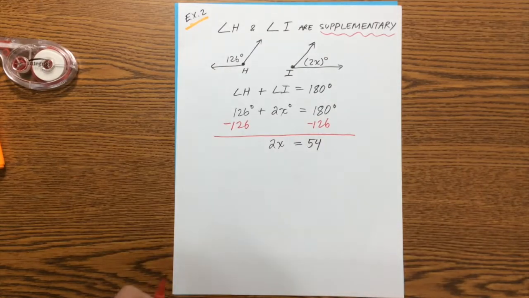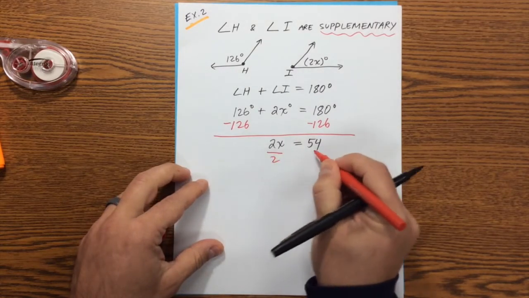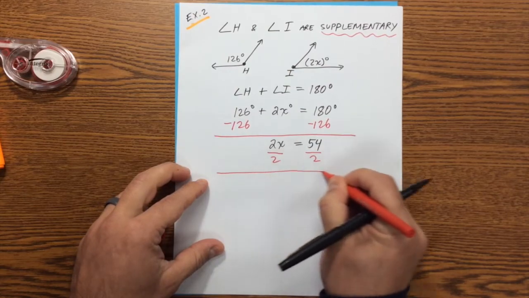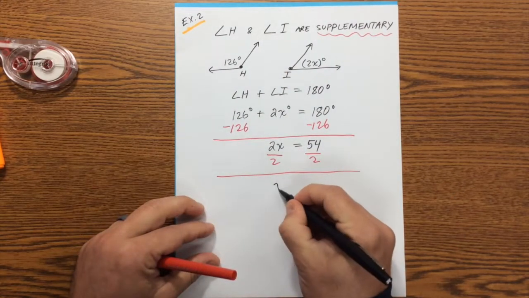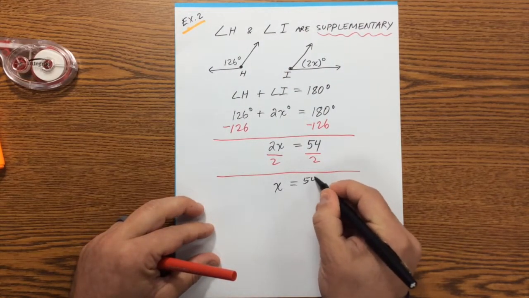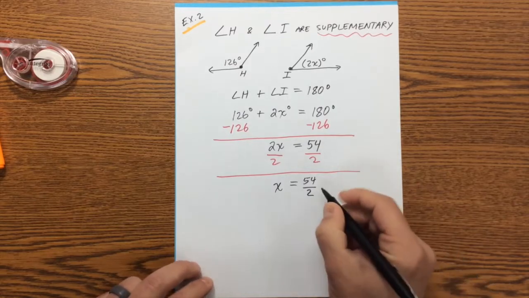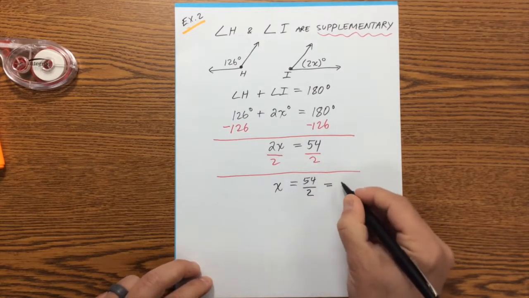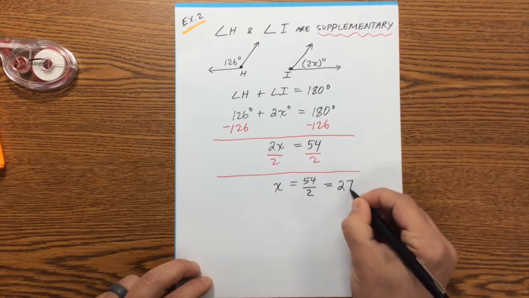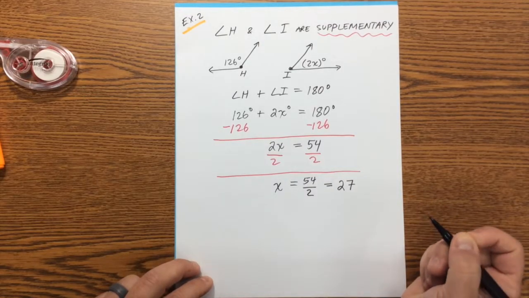54. Then I'm going to go ahead and divide both sides of the equation by 2 to isolate the variable. And I'm going to get x equals 54 divided by 2, or what does that equal? Any ideas? Well, 2 goes into 5 how many times? 2, with 1 left over, goes into 14 7 times.